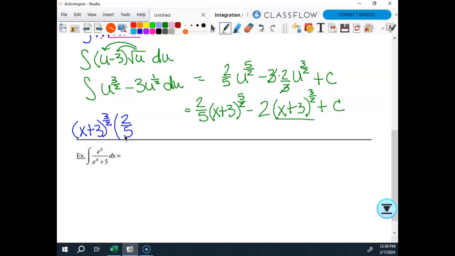So let's talk about this. In this first term here, are there going to be some x plus 3's left? Yes. So I'm still going to have an x plus 3. Now, if I divide out the 3 halves, that means I'm going to subtract the exponents. So what's 5 halves minus 3 halves? 2 halves, which is 1. So I don't even need an exponent there, right? Minus 2. And then this whole thing came out, right? And then a plus c.